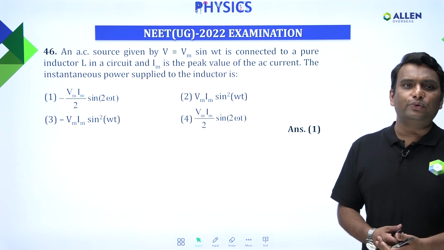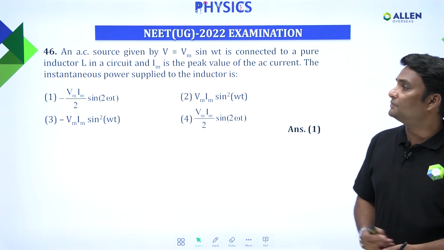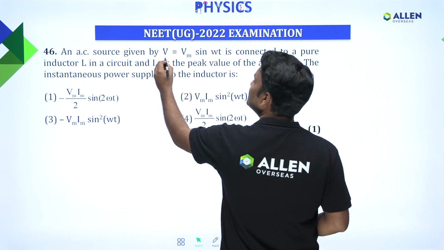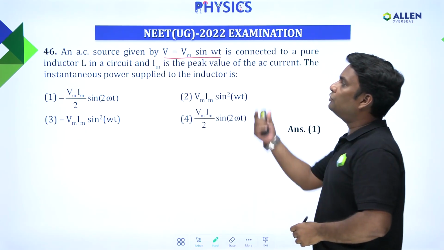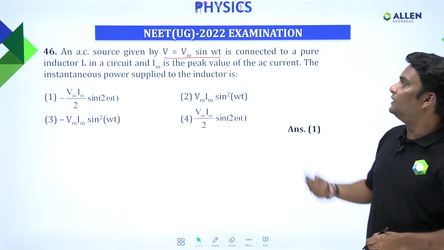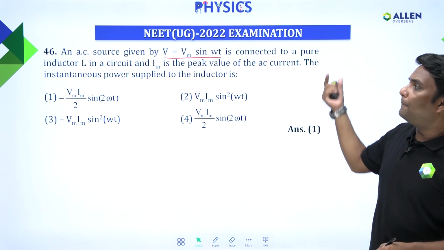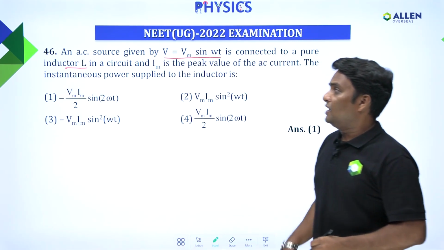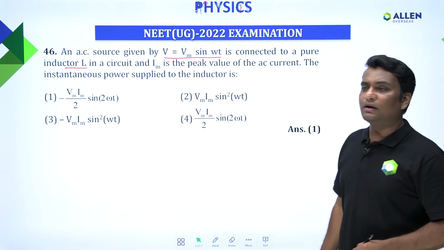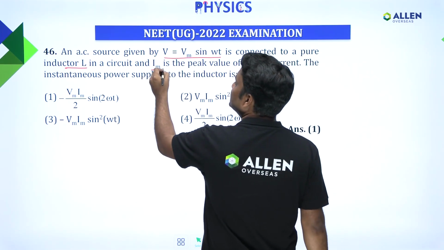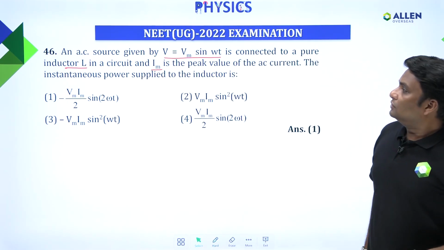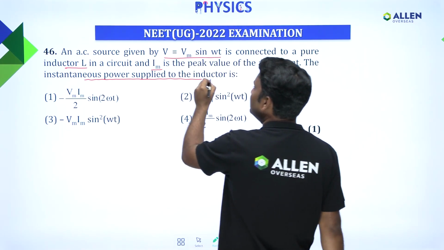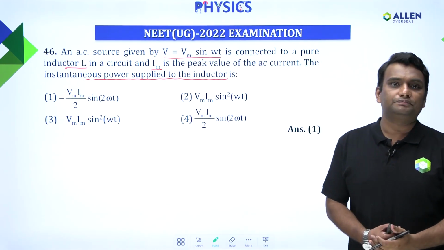Now the next question in the sequence, that is question number 46, says an AC source is there whose voltage is given by the equation V is equal to Vm sine omega t, which has been connected to a pure inductor whose value of inductance is L in a circuit where the peak value of current is Im. The question is saying, what is the expression for instantaneous power which is being supplied to the inductor?